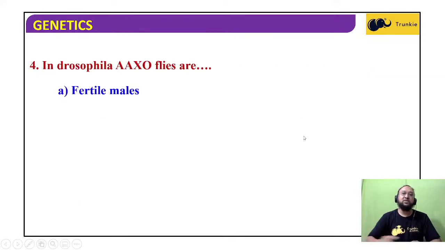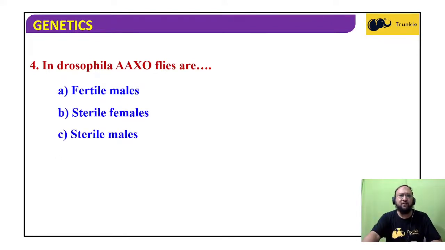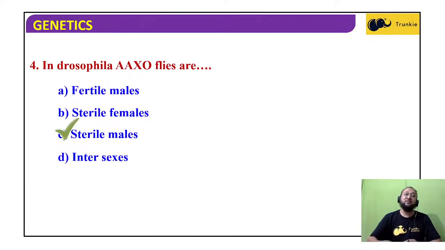In Drosophila, AA or X flies are sterile males, or intersex. So these will be sterile males. They will be male, but they will be sterile, and they will not produce offspring.